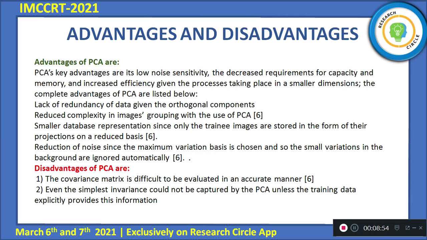Now, disadvantages of PCA. The covariance matrix is difficult to evaluate in an accurate manner. Second, even the simplest invariance could not be captured by the PCA unless the training data explicitly provides this information.